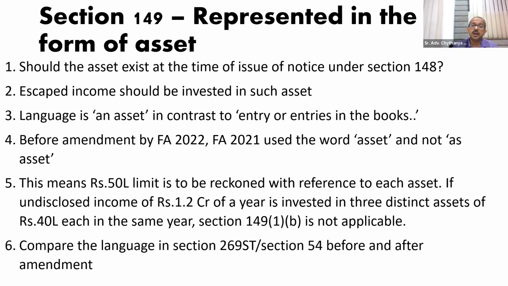Now you compare this with the language of 269ST. Some of this language is the same. If you look at 269ST, which prohibits receipt of any cash, it says no person shall receive an amount of 2 lakh rupees or more in aggregate from a person in a day, in respect of a single transaction, in respect of transactions relating to one event. So here, they have not used the words a single asset, but they have used the words an asset. And they have substituted what was asset with an asset. So therefore, 269ST cannot be applied here. And on its own, it has to mean each asset will have to be understood.